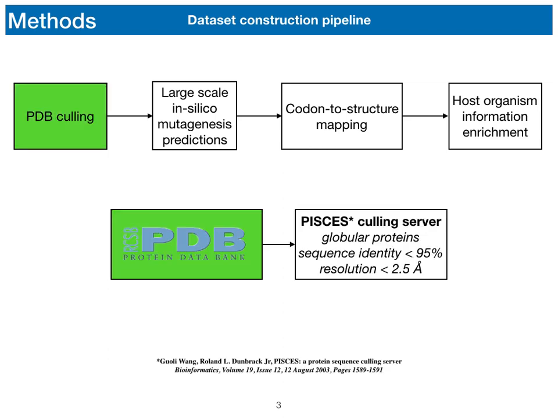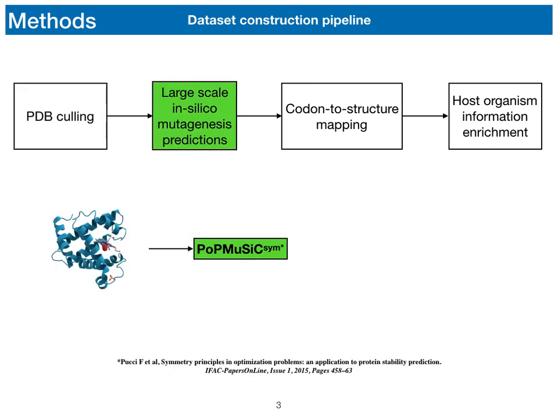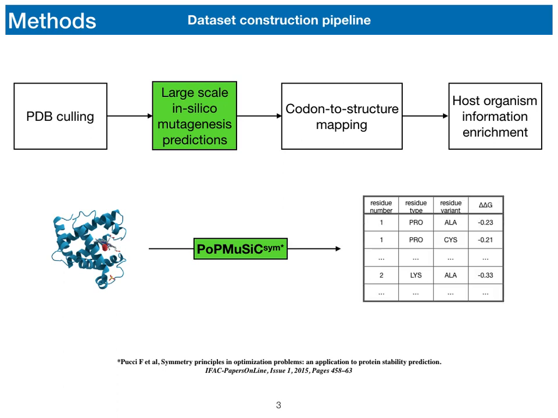So here's the pipeline we used to tackle this question. We first culled the whole protein databank using the PISCES culling server with a sequence identity threshold of 95% and a resolution threshold of up to 2.5 angstrom. We then applied our in-house predictor, PopMusicSym, to the remaining structures, and we obtained a mutational stability change estimation for the 19 variants of each residue of each of those structures.